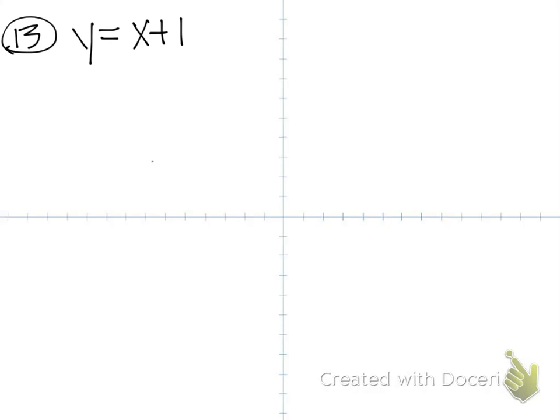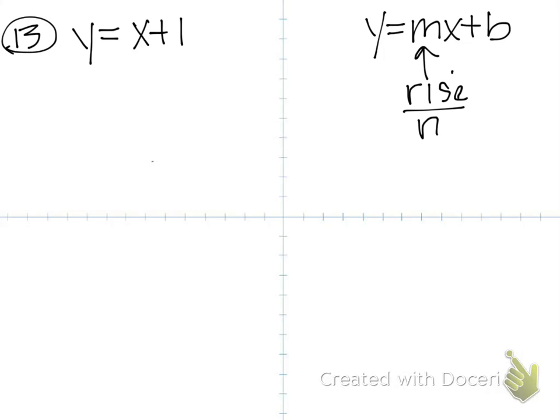So we have an equation in slope-intercept form. Remember, slope-intercept form is y equals mx plus b. The m is your slope, so that's rise over run. And your b is your y-intercept. So because it's in the proper form, I know that my y-intercept is 1. So it crosses the y-axis at 1. So I can go ahead and plot my 1 on the y-axis.